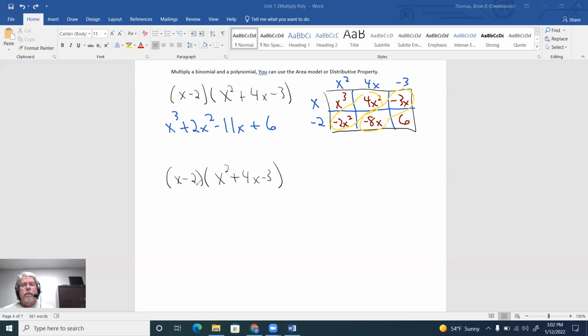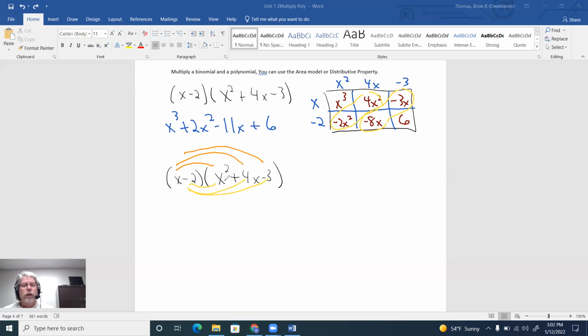So when I multiply x minus 2 times x squared plus 4x minus 3, this time though, let's use the distributive property. Remember, the distributive property is basically this x has to go through each piece. And then this negative 2 has to go through each piece. So there's actually going to be 6 multiplications that we have to do.